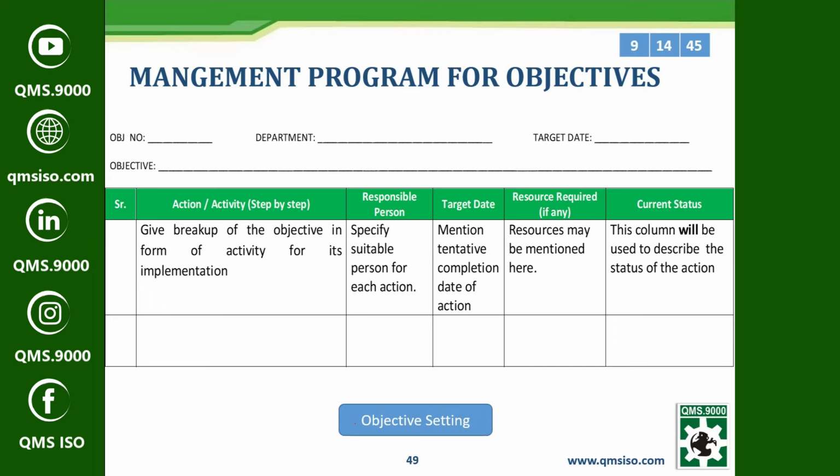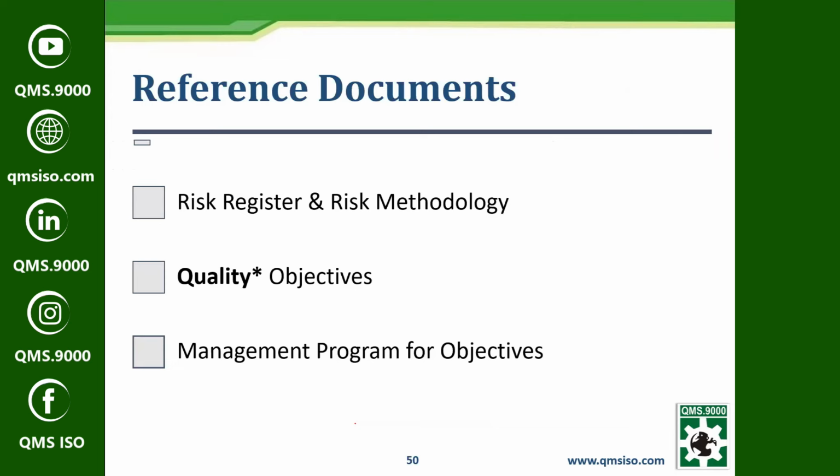And that's how you develop it. It's not that you develop an objective that you will do this by December 2024, and until December, you're just sitting tight. So you have to give a realistic objective. If you can achieve your objective in 1 month, fine, do it. If you are giving a longer duration, it must be supported by a management program, which is shown here. Okay. So these are the reference documents as far as this clause is concerned.